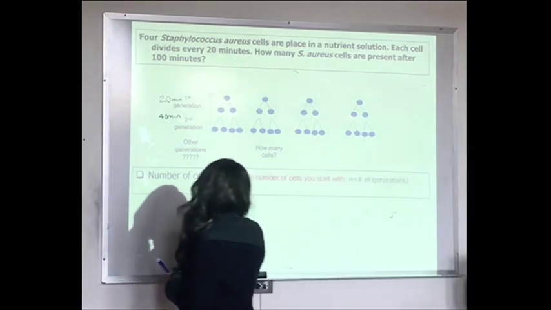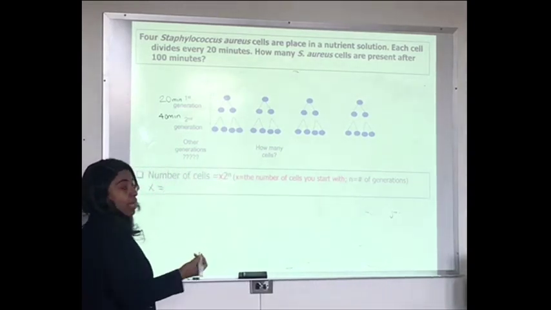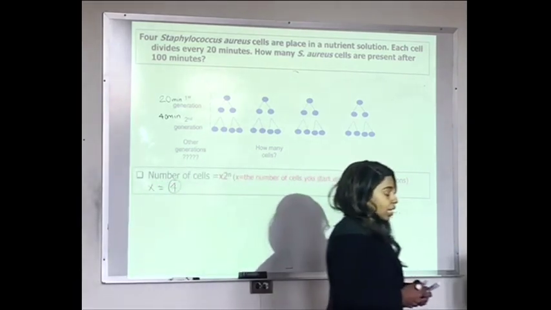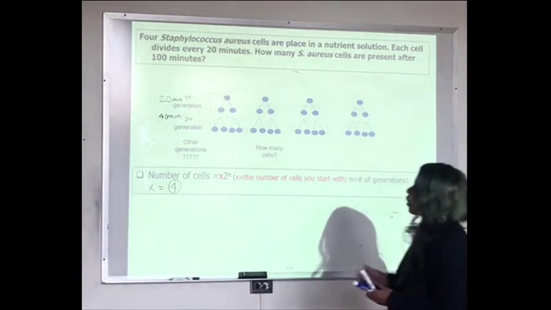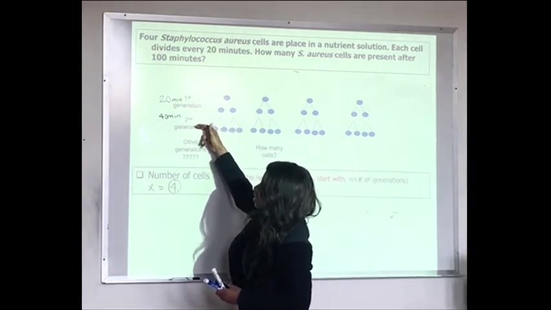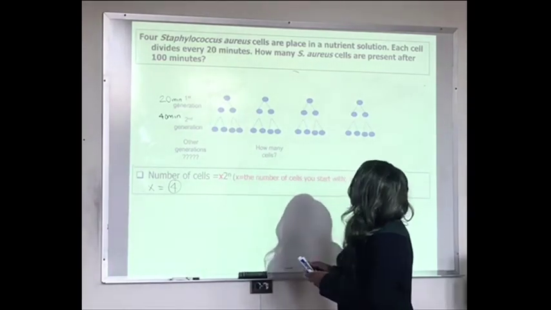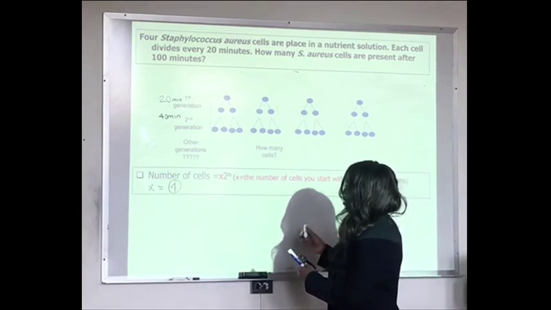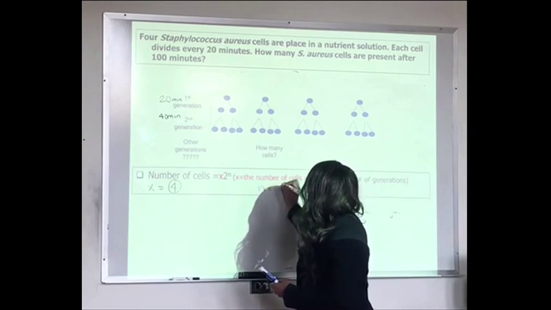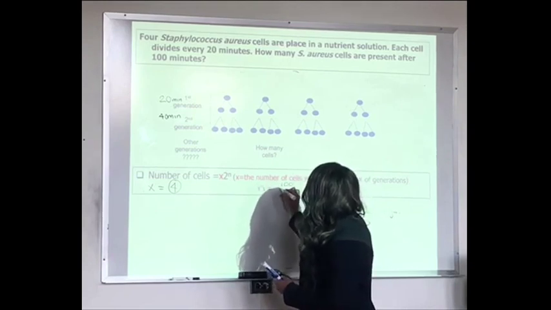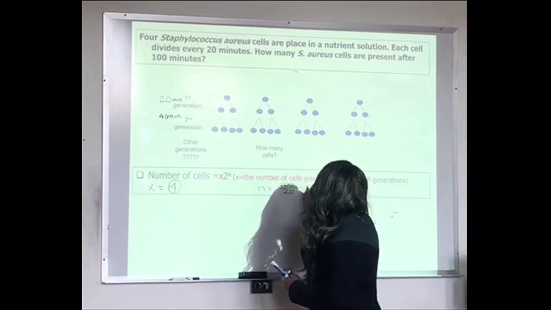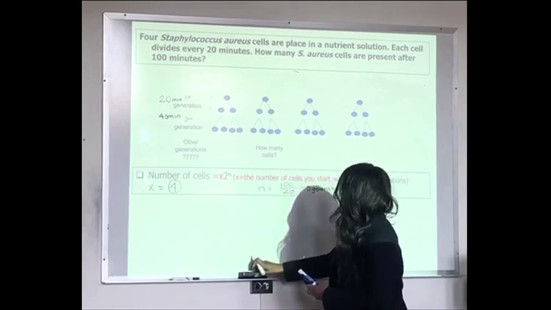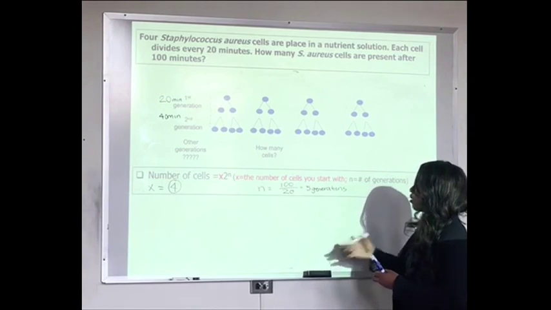You read the question. It tells you that you're starting out with 4 staphylococcal cells, right? So this number will be 4. And how many generations? We know that we're beyond 2 generations because they said 100 minutes. So in order to calculate the number of generations, we have to look at the generation time. For N, you would divide 100 divided by 20, to figure out that there are 5 generations. So in total, there are going to be 5 20-minute periods in 100 minutes.